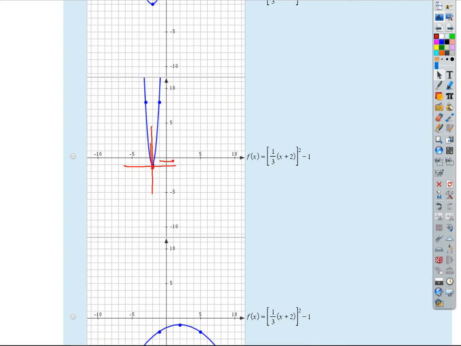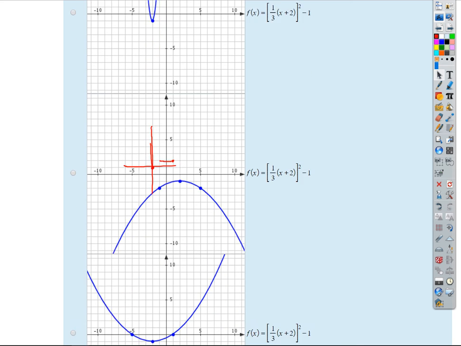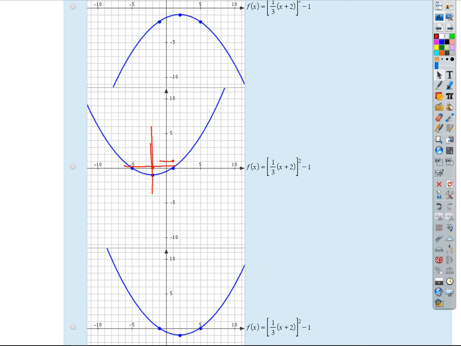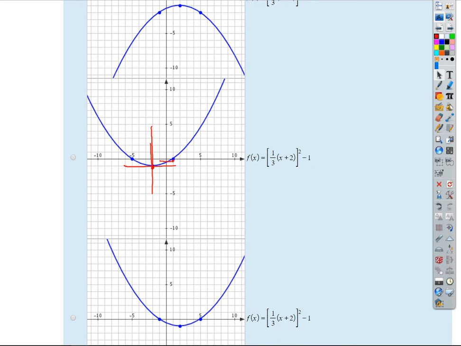Oh, not it, right? Not it. Oh, look right there. Oh man, how about that one right there? That looks pretty good, right? That's it. Okay, so that's our answer.